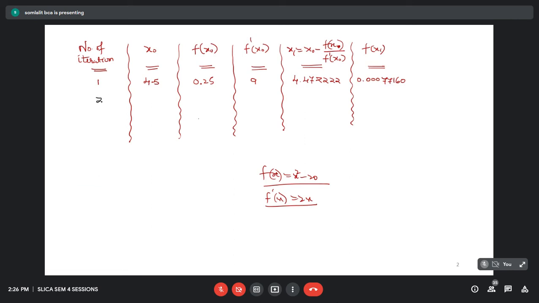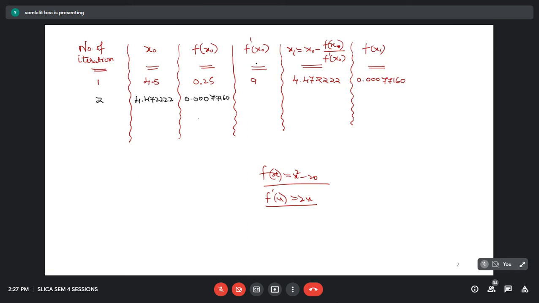Iteration number 2 now. So you know x0 becomes x1, sorry, x1 becomes x0. So here this is 4.47222. What is f of x0? That is f of x1. It is 0.000077160. This we need to find here.